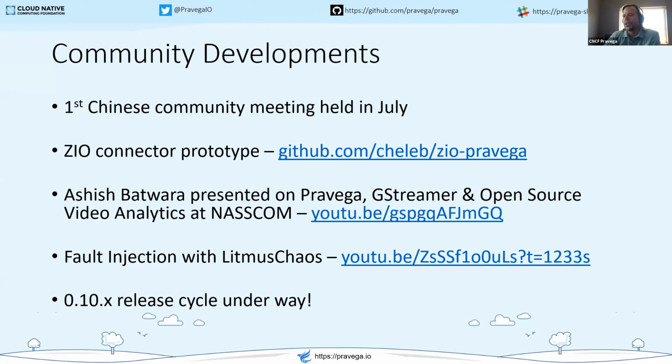Ashish Bhatwara recently presented on Pravega, GStreamer, and open source video analytics at NASCOM, which is a large conference in India. And last month or so, we introduced our approach to fault injection with Litmus Chaos. We're working now on open sourcing that approach so that we can make what we're doing behind the scenes reproducible. And our 0.10 release cycle is underway, so check out Slack and follow that.